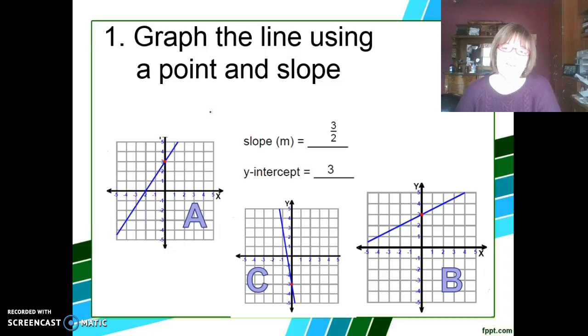Which one is the right answer? Remember, the y-intercept is positive 3, and then the slope is 3 over 2.